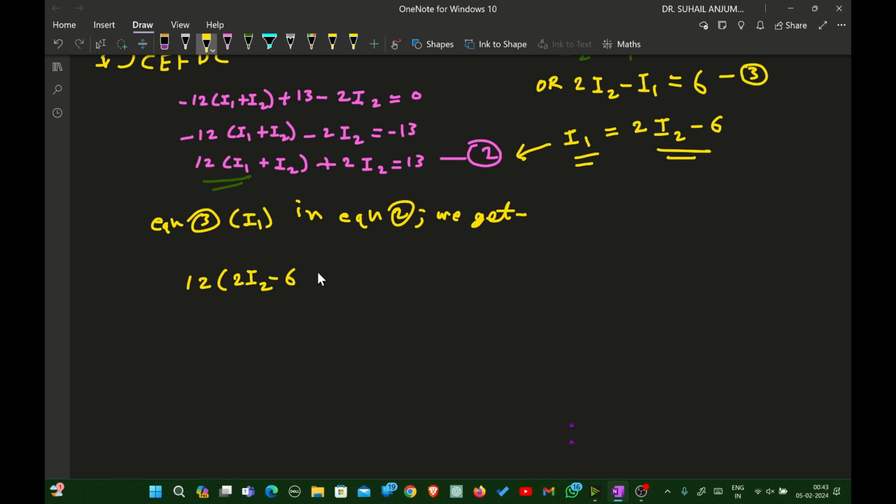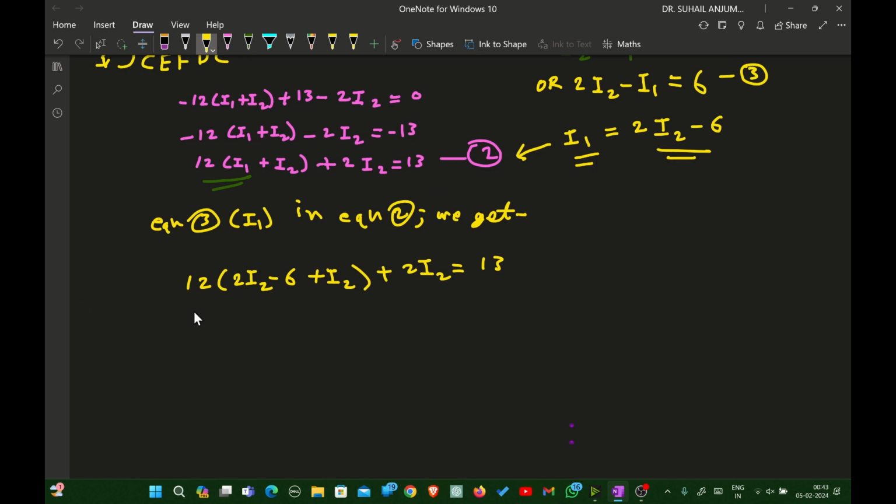And plus we have I2 again, and plus we have 2 times I2. This comes out to be equal to what? It is nothing but 13, that is from equation number 2. Okay? Now, we will just try to simplify this. So, what will it be then?